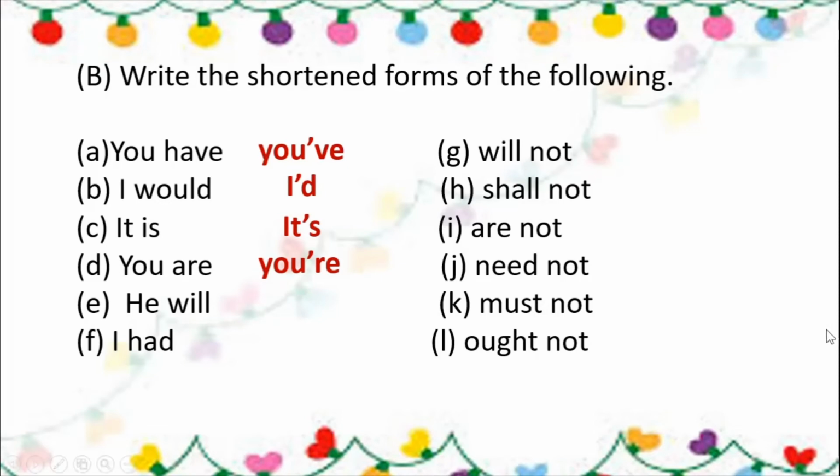Then he will be he'll. Okay? And I had would again be I'd. So you say I'd for I had as well as I would. So it depends on the sentence. You will know which one you have used. So these are the 6 answers from my side. The remaining 6 is your assignment. Okay? So this was about the shortened forms.